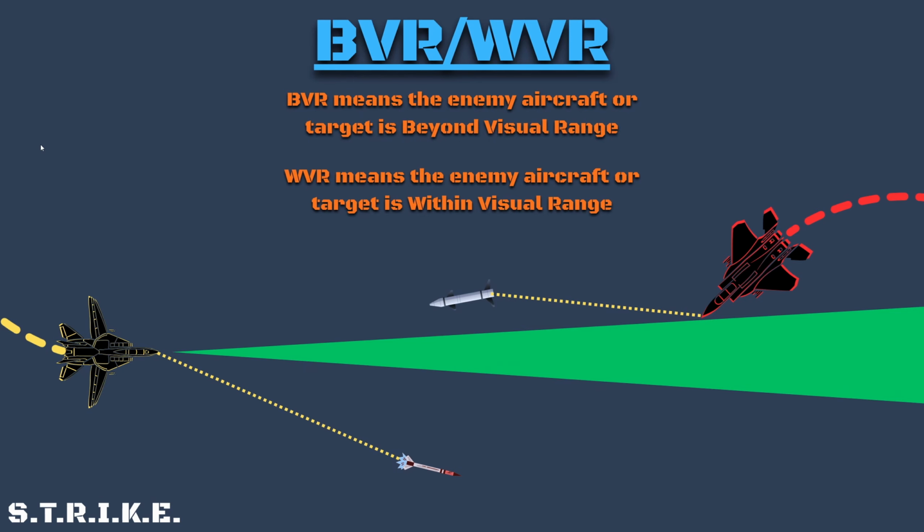BVR and WVR, what do they mean? BVR means the enemy aircraft or target is beyond visual range. WVR means the enemy aircraft or target is within visual range.